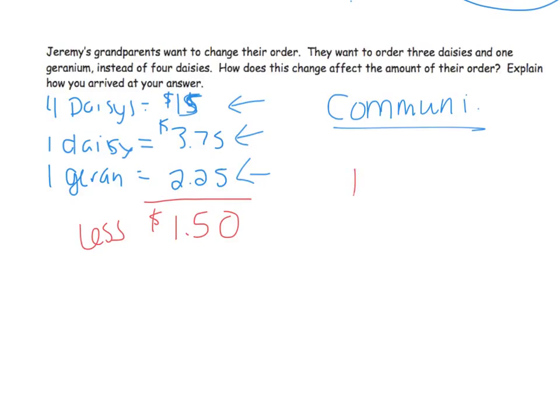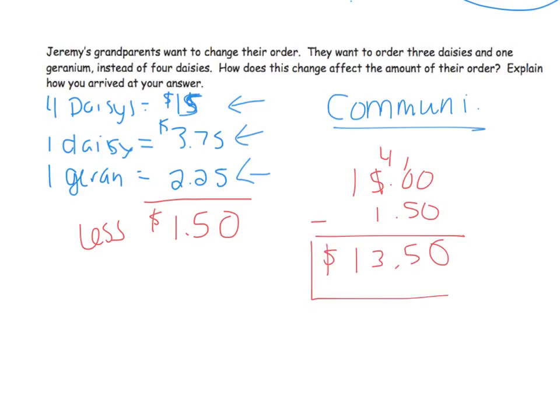So we can take our $15 and we are going to take away $1.50 from that. So now they are paying only $13.50, which is $1.50 less than they were originally.